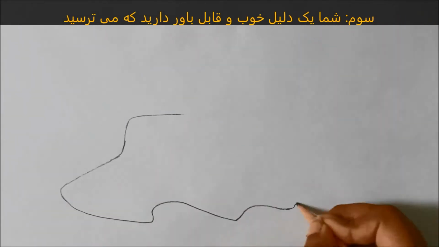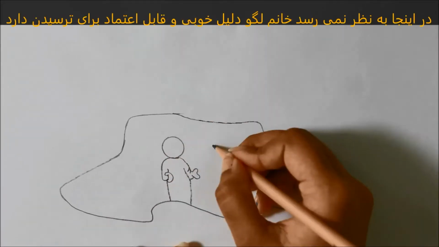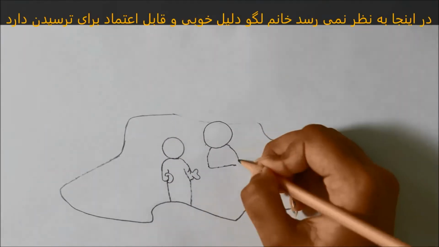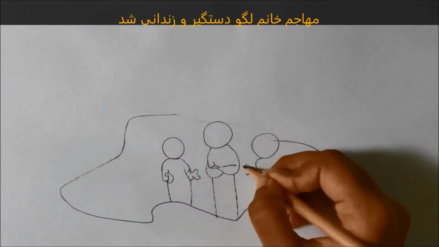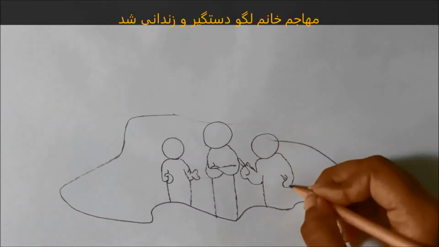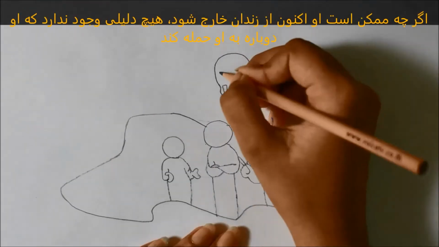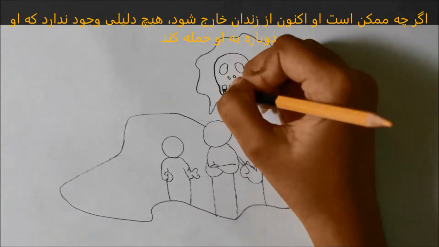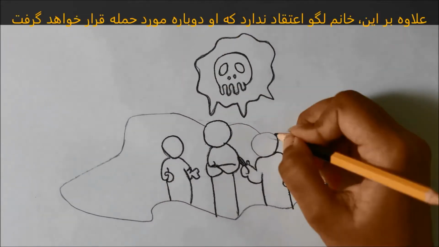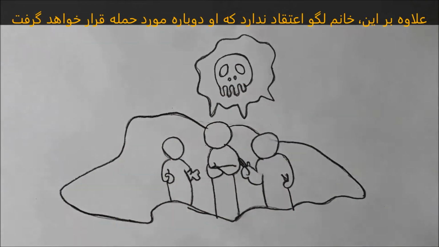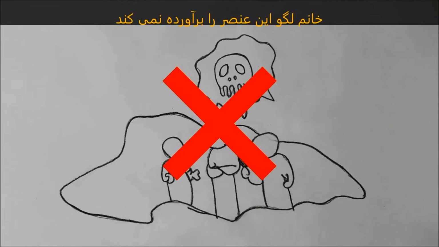Third, you have a good, believable reason to be afraid. Here, it does not look like Mrs. Lego has a good and believable reason to be afraid. Mrs. Lego's attacker was arrested and imprisoned. Although he may be out of prison now, there's no reason to suggest he would attack her again. Further, Mrs. Lego does not think she will be attacked again. Mrs. Lego does not meet this element.